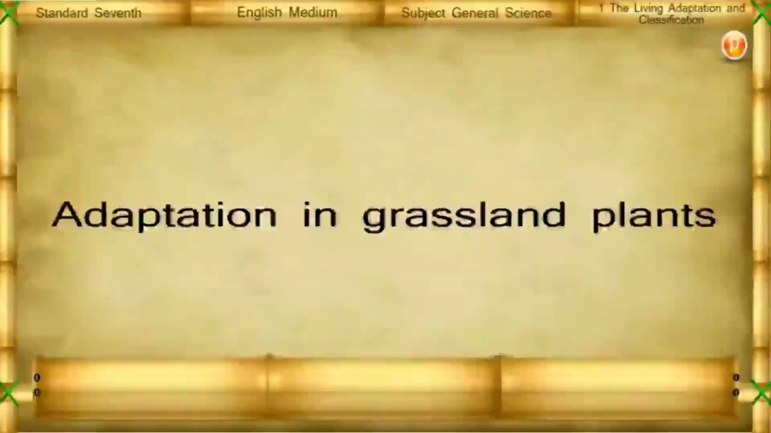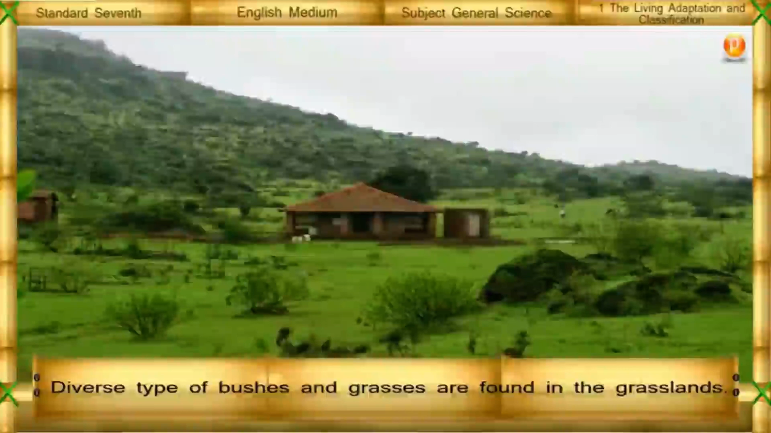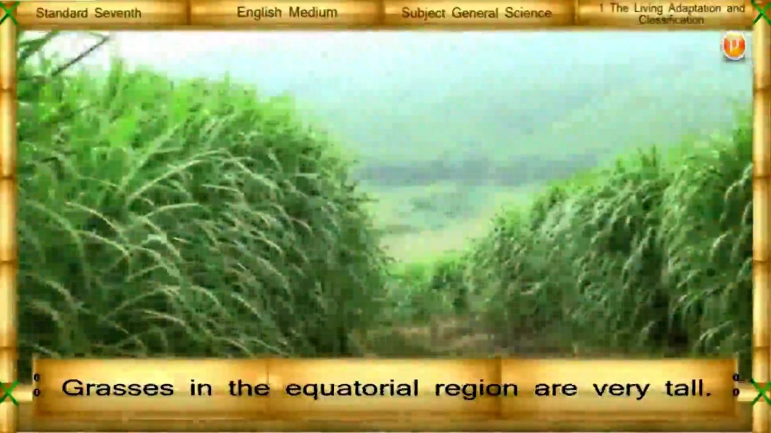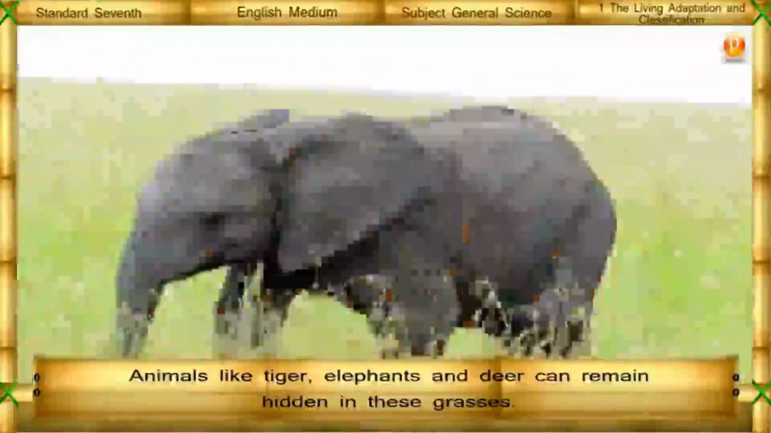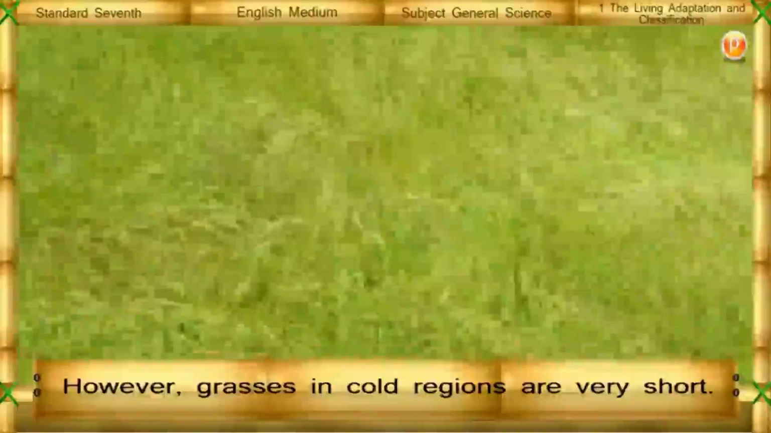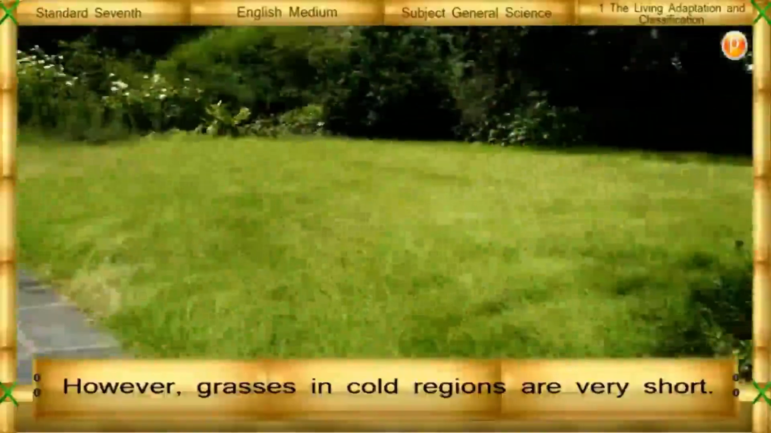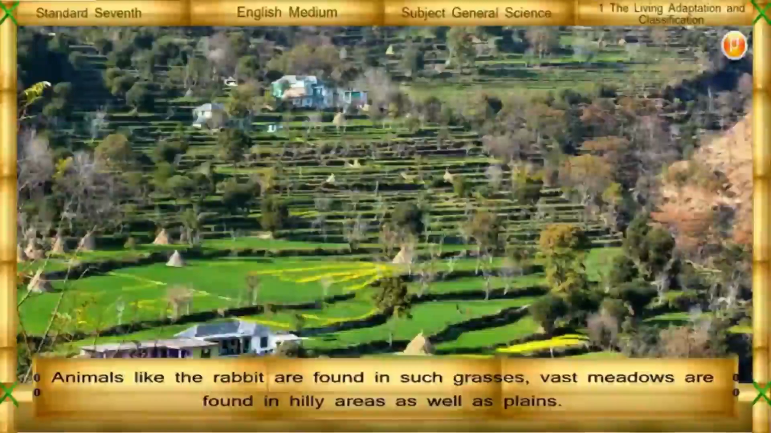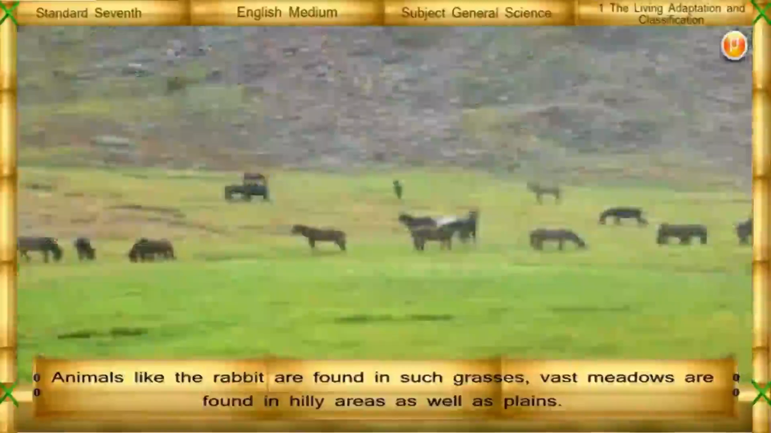Adaptation in grassland plants. Diverse types of bushes and grasses are found in the grasslands. Fibrous roots of grasses prevent soil erosion. Grasses in the equatorial region are very tall. Animals like tigers, elephants, and deer can remain hidden in these grasses. However, grasses in cold regions are very short. Animals like the rabbit are found in such grasses. Vast meadows are found in hilly areas as well as plains.